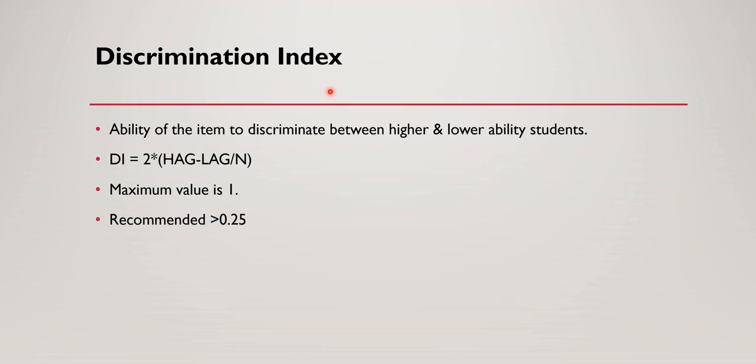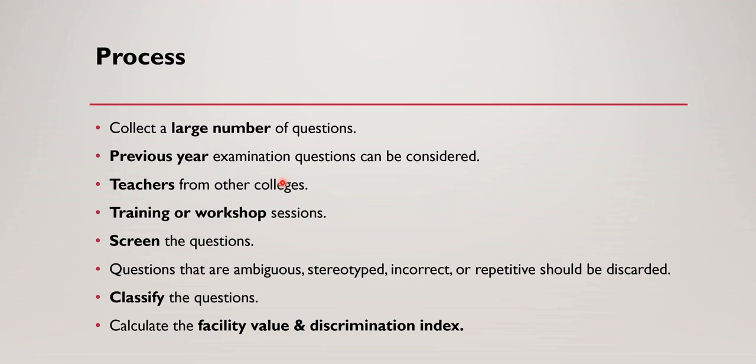Now what is the discriminating index? It is the ability of an item to discriminate between the higher and lower ability students. The discriminating index is calculated by 2 multiplied by high ability group minus low ability group divided by total number of students. It is a fraction, the maximum value is 1 and the recommended is greater than 0.25. So it completes our process.